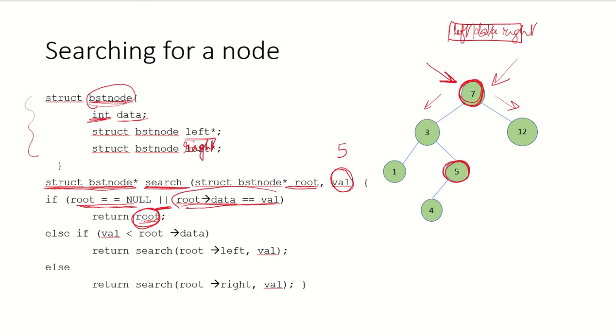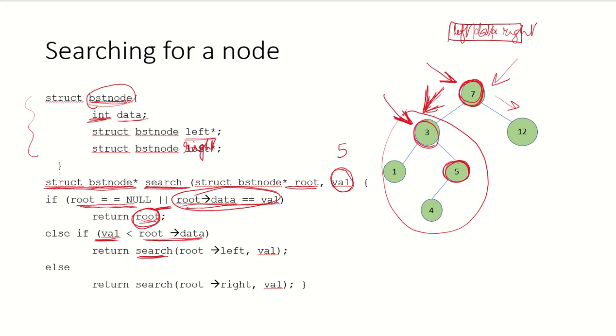If this value is not found at the root, we will check whether the value is less than the root data or not. In our case, yes, it is less than the data available at the root. So in that case, recursively we are going to call a search operation on the left subtree. And if we want to search the left subtree, we will have to give the address of this node, and this address is available in the left pointer of the root node. So we pass root arrow left and the value that we are looking for. When root arrow left is passed, that means we are passing the address of this node 3.